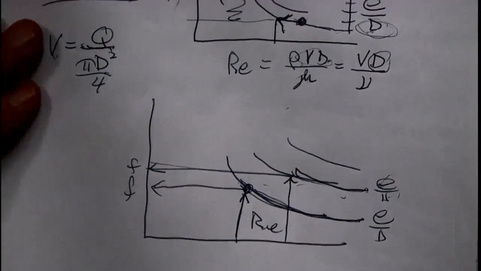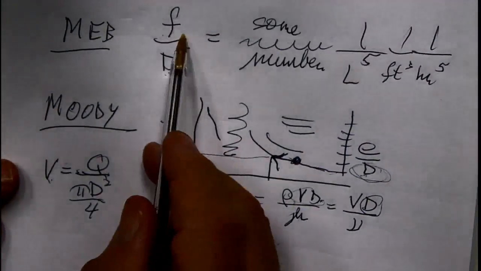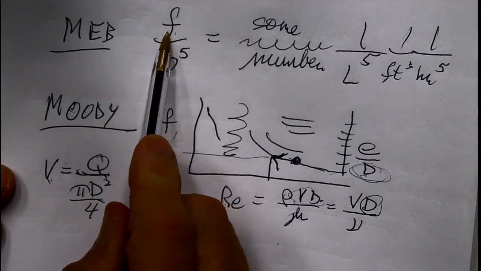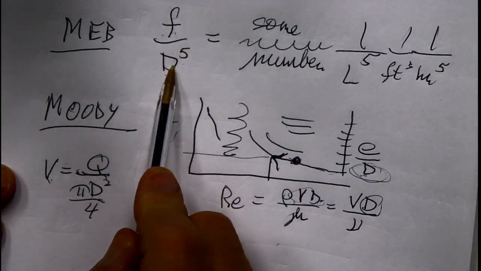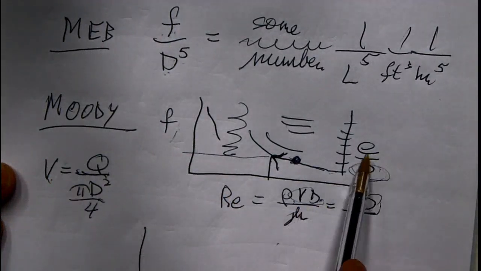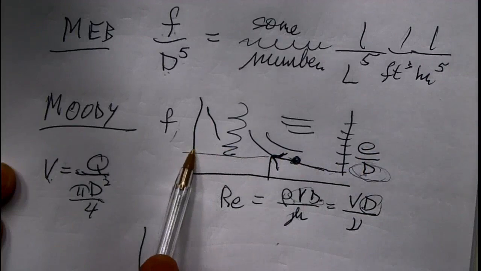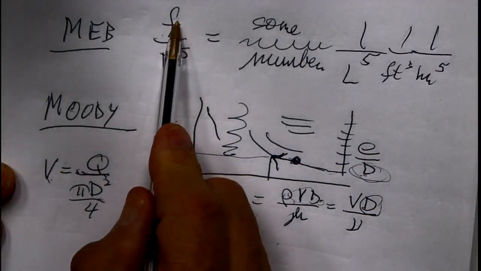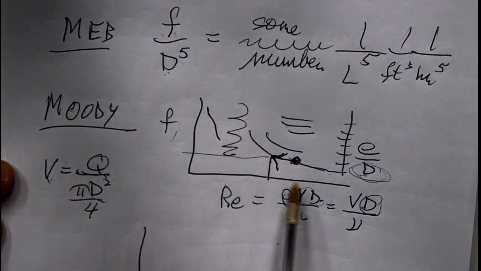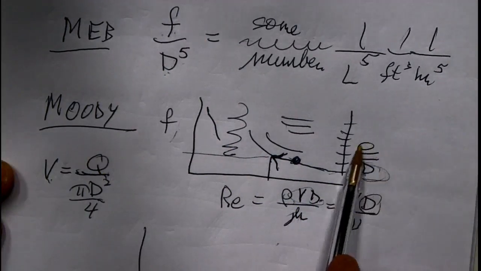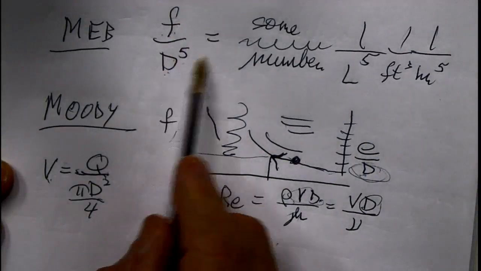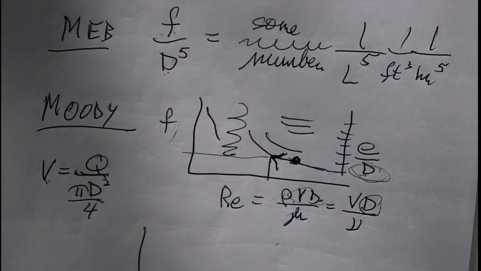So you iterate, basically: assume a friction factor, calculate a diameter. Diameter gives you a new velocity, a new Reynolds number, a new e over D. You get a new f. You take that new f up here, calculate a new diameter, get a new velocity, come over and get a new Reynolds number, a new e over D, get a new f. Up here, get a new diameter, and so on until you converge.